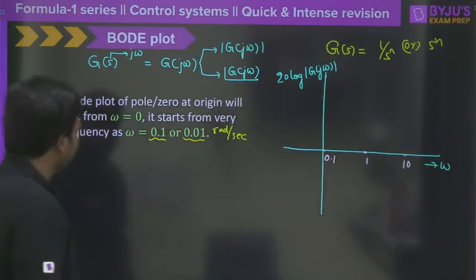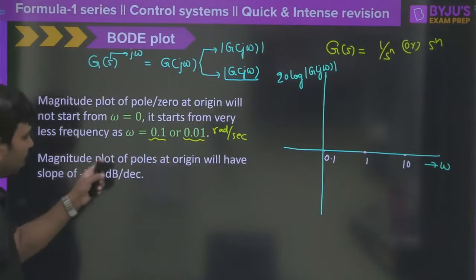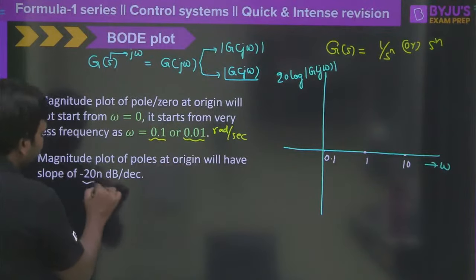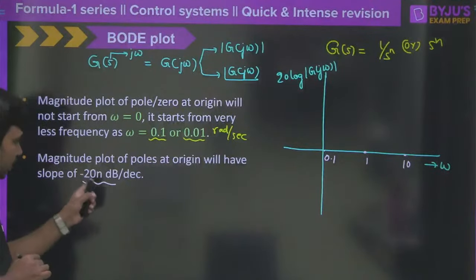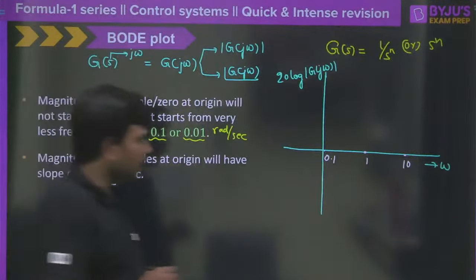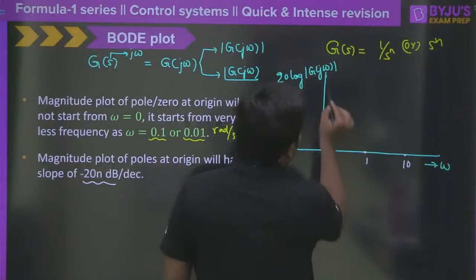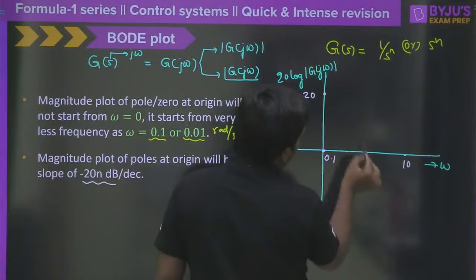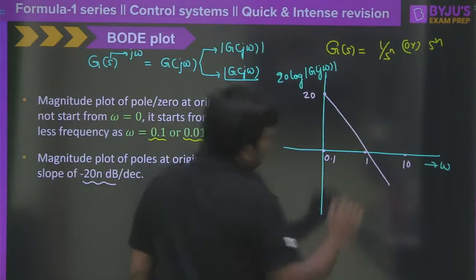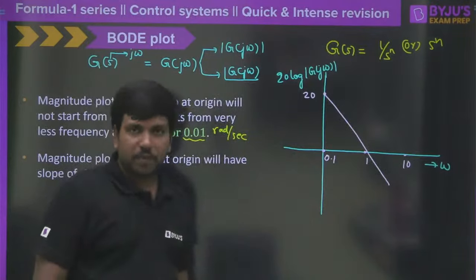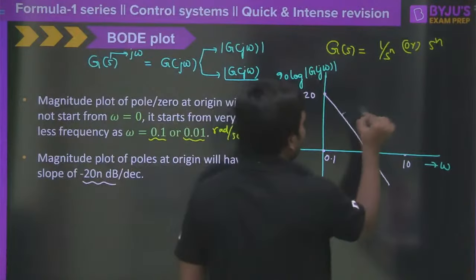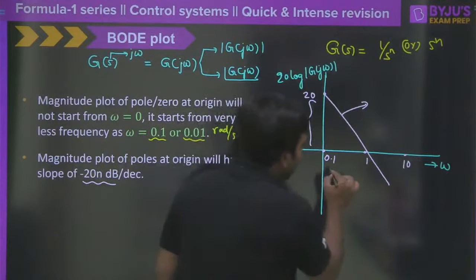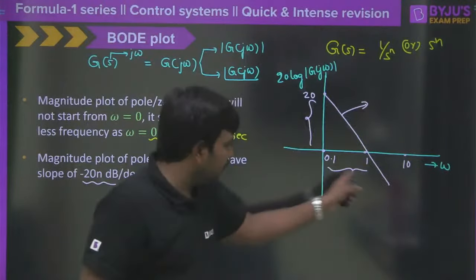Clear? Just assume that the magnitude plot of poles at origin will have minus 20 dB, minus 20 into n dB per decade. Good. Suppose we have a plot which is something like this, 20 dB here, right? And maybe at 1 it is coming like this. Clear? So now tell me, what is the slope of this line? 20 dB is the decrease for an increment of 1 decade. Correct? For an increment of 1 decade.